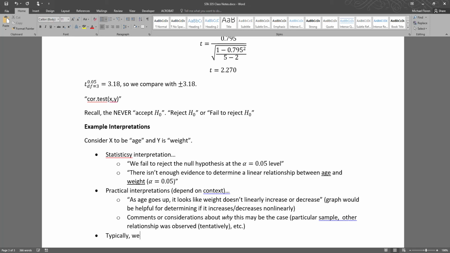Typically, you'll want both. You'll want both a statistics-y interpretation and you'll want a practical interpretation so that you can be technically correct in your interpretation of what the statistic means, but you can also be understandable to a layman in terms of what the statistic implies about the situation that you're studying. So let's write that statistics-y for technically correct and practical, so people actually know what to do.